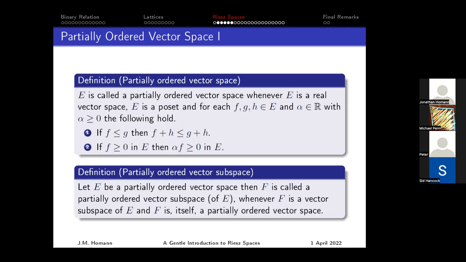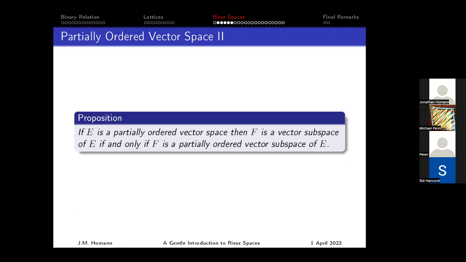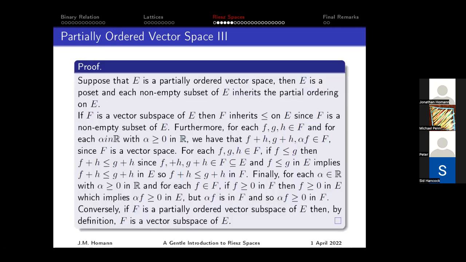So now we'll say that if E is a partially ordered vector space, then F is called a partially ordered vector subspace of E whenever F is a vector subspace of E and F is itself a partially ordered vector space. So that means that F is a non-empty subset of E and F is a partially ordered vector space itself. Now what we're going to do is show that if E is a partially ordered vector space, then F is a vector subspace of E if and only if F is a partially ordered vector subspace of E. To prove this, we'll suppose that E is a partially ordered vector space. This means that E is a poset and it is a real vector space, and every non-empty subset of E inherits the partial ordering on E.